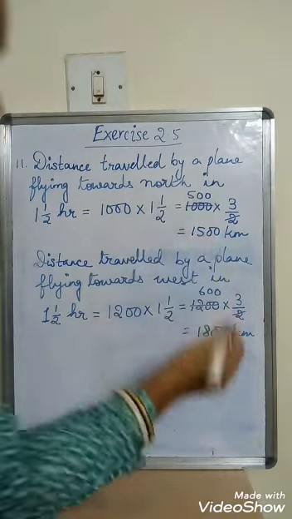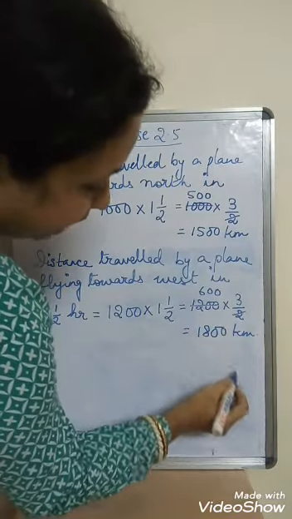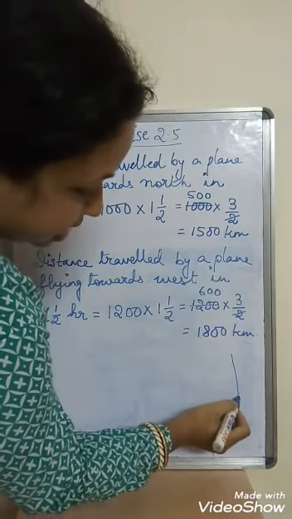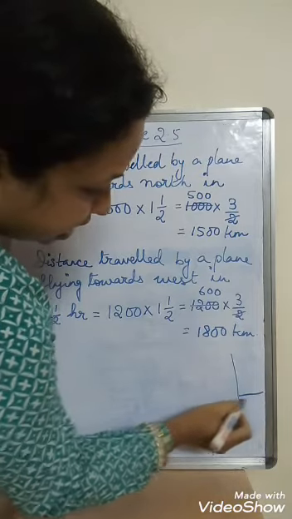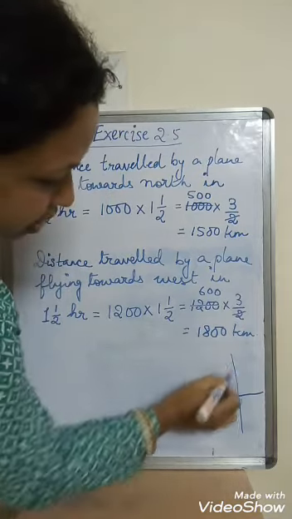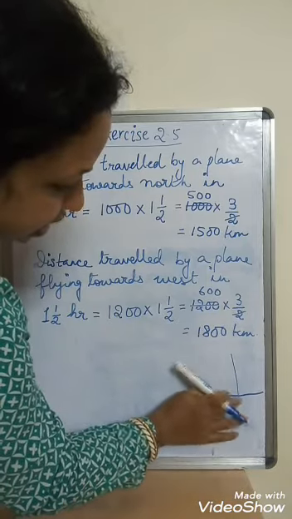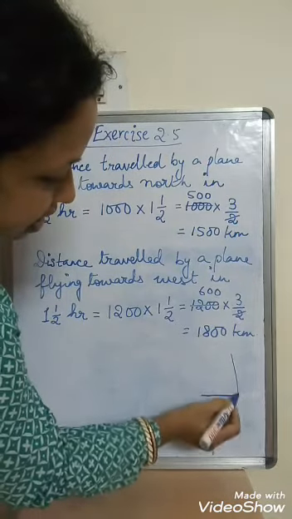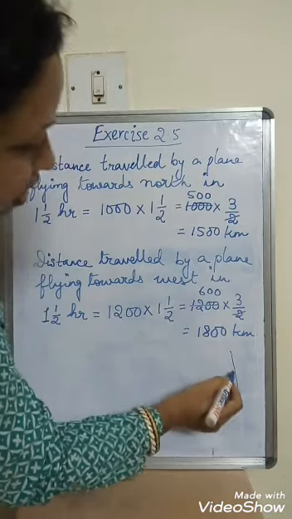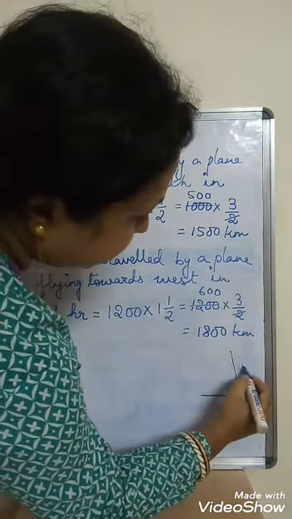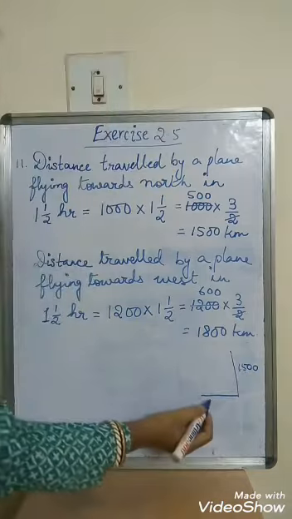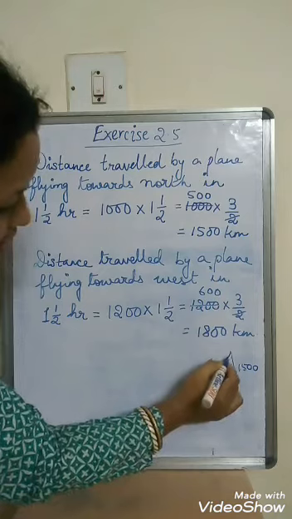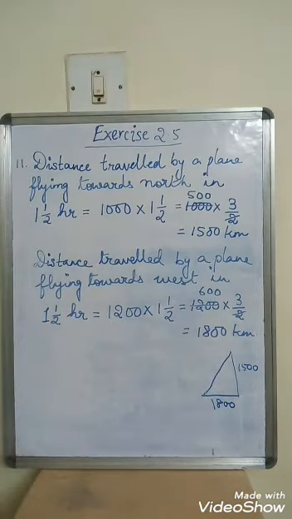If you look into the map, this is your north. This is your south, this is your east, and this is your west. So we need only north and west. So we will erase south and east. We don't need this. So now look into the diagram. This is towards north, this is the north side. So north side was 1500 kilometer, and west was 1800 kilometer. So now this makes a right angle triangle.